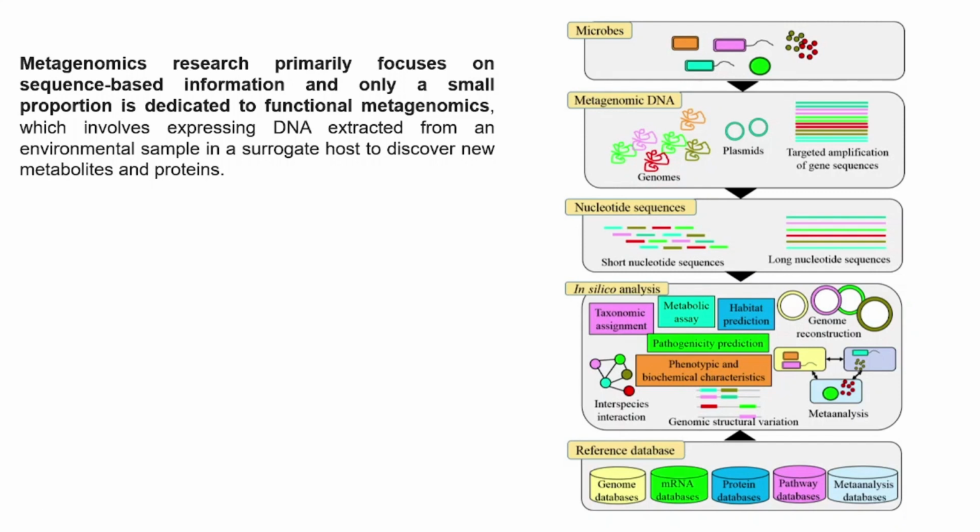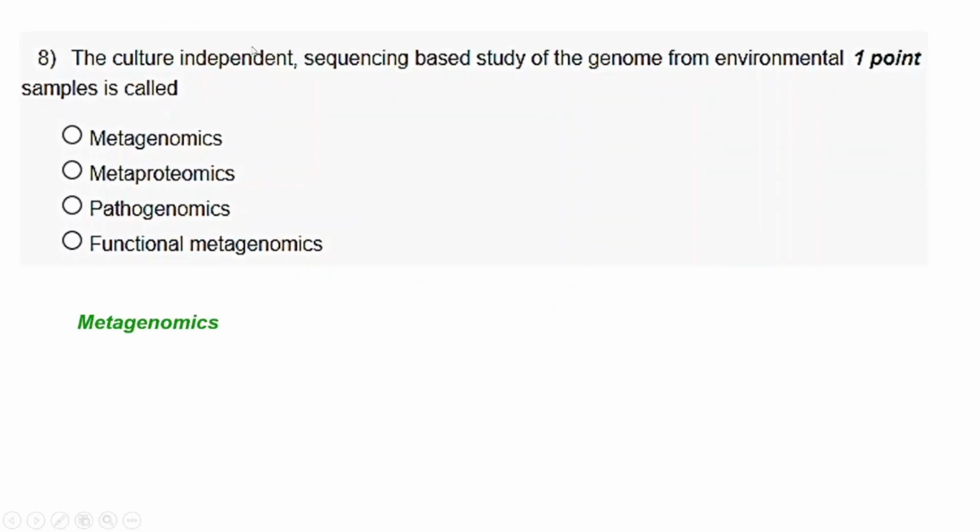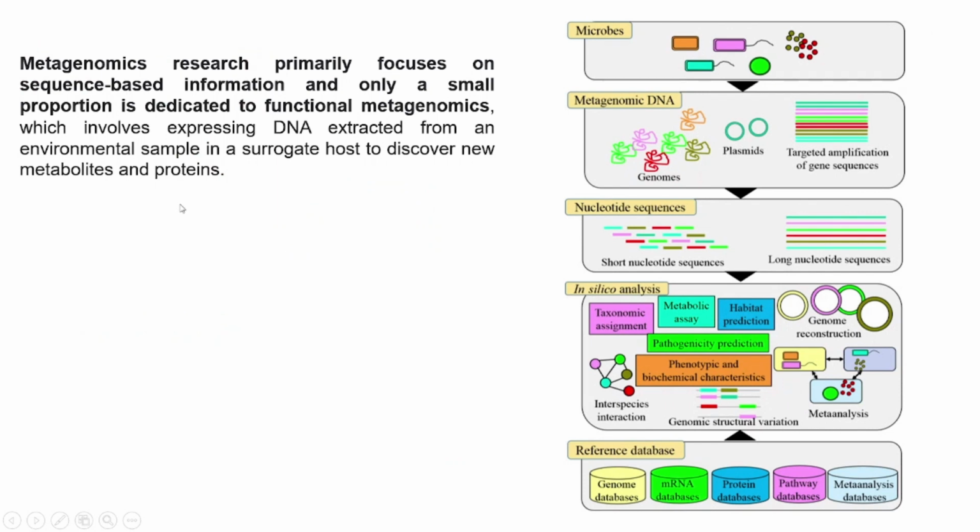Only a small proportion is called functional genomics, and functional metagenomics involves expressing DNA extracted from an environmental sample in a surrogate host to discover new metabolites and proteins. So our question was the culture independent sequencing based study. That's how we can eliminate functional metagenomics, because functional metagenomics requires expressing the DNA: we take an environmental sample, extract DNA from that, and express it in a surrogate host to discover new metabolites and proteins. This is what functional metagenomics means.